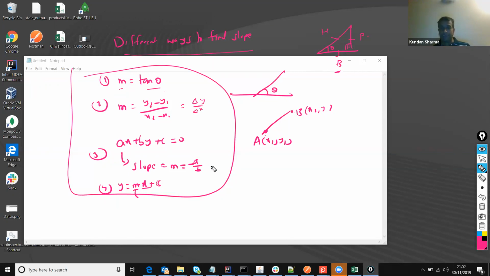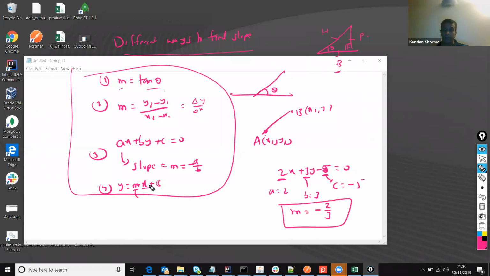We said that if a straight line has the equation 2x plus 3y minus 5 is equal to 0, then straight away we know that the value of a is 2, the value of b is 3, and the value of c is, what is the value of c, Agrima, here? Minus 5. Minus 5, and a is 2 and b is 3. So we can straight away say the slope of the line is m is equal to minus a by b. So minus 2 by 3, right?